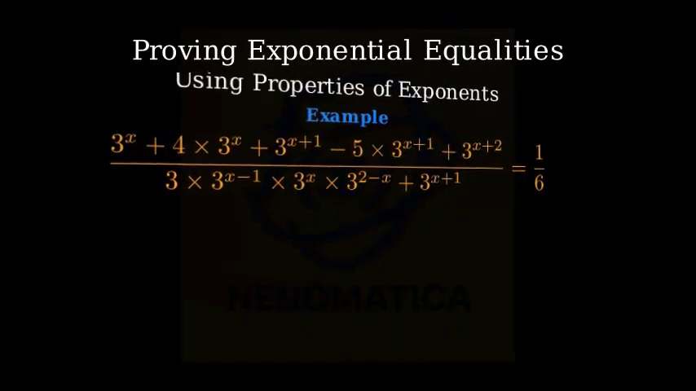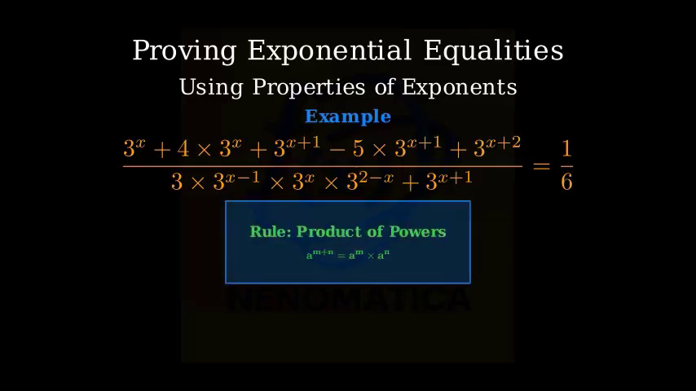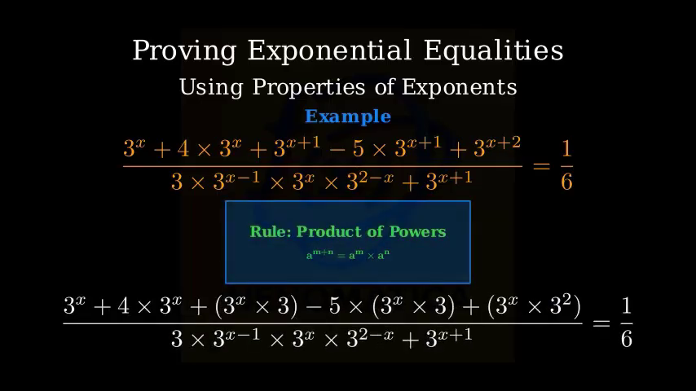We need to simplify and solve this complex expression. Let's begin solving this step by step. First, we'll rewrite certain terms using the properties of exponents. Notice that 3 to the x plus 1 is equivalent to 3 to the x times 3. Similarly, 3 to the x plus 2 is equal to 3 to the x times 3 squared.